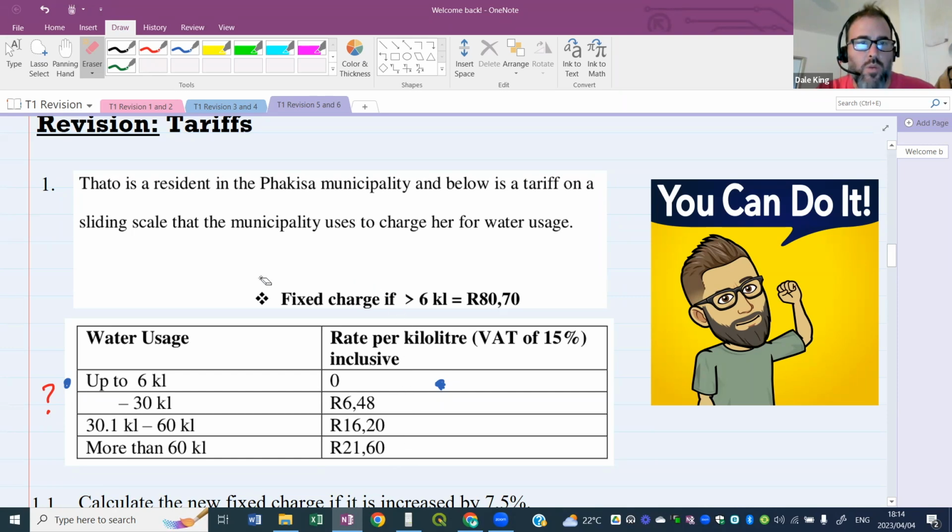And look at the top as well. There's a little note. It says there is a fixed charge. This word fixed means it's not going to change. It doesn't change with how much water you use. It's fixed. And this symbol over here in front of the 6 kiloliters, the 6 KL, what does that symbol mean? Somebody in chat, can you tell me what that symbol means there?